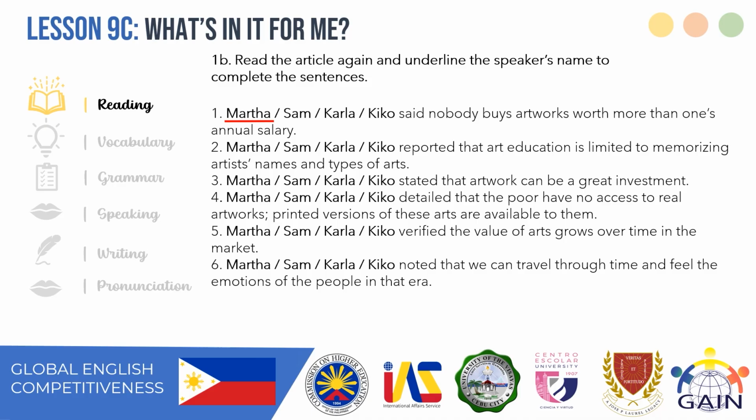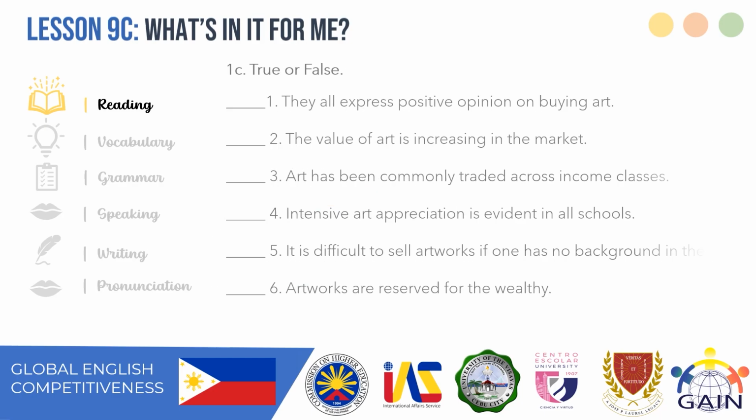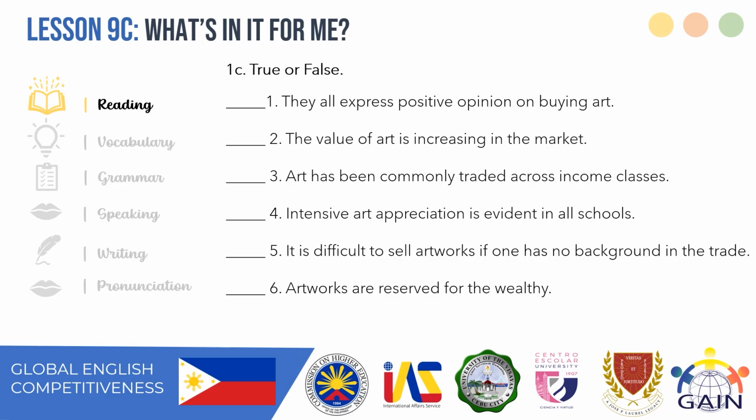Here are the correct answers. Now moving on to our next activity, indicate whether the sentences are true or false. For example, in number 1, they all express positive opinion on buying art. Now based on the reading material, this is false.